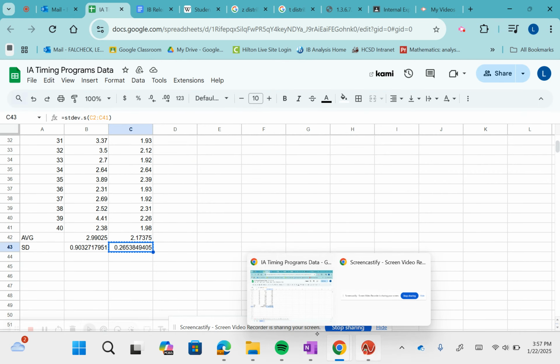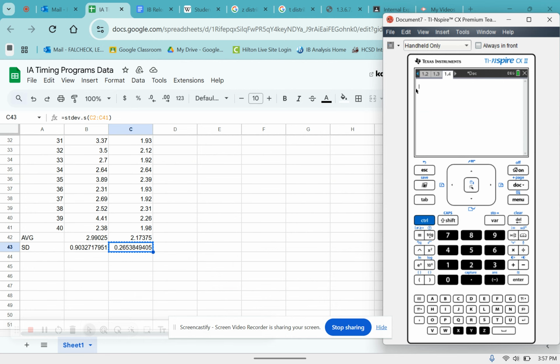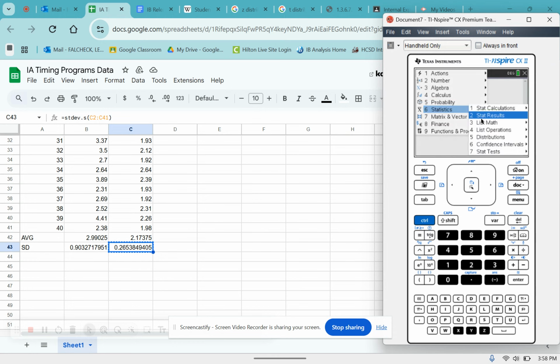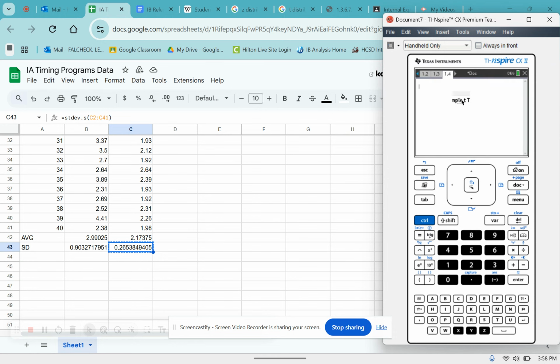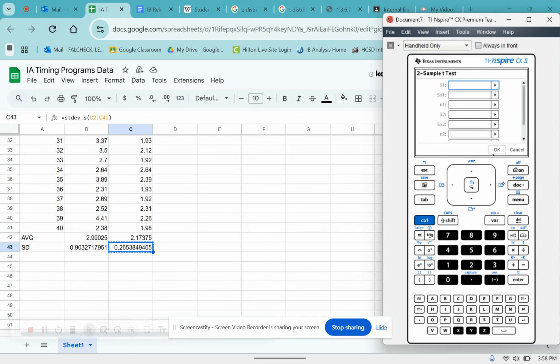Okay, so in our calculator, we want to find the t-test statistic. So we would go to a calculator page and we want to go to statistics, stat tests, and then we're doing a 2-sample t-test, and our input method is stats. So for our mean, we're going to do 2.99025, and then our standard deviation is going to be 0.9032717951. There were 40 trials in the first program.